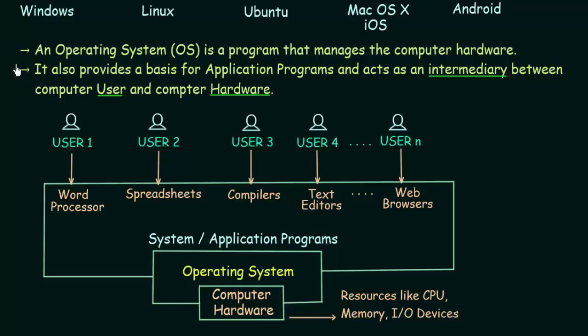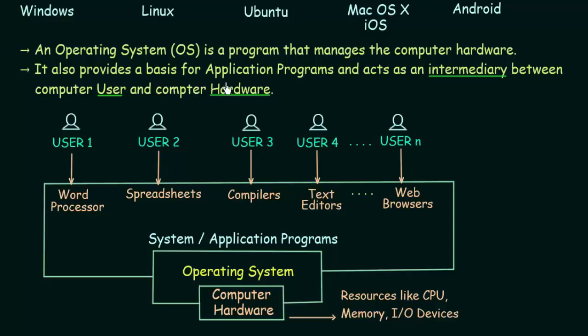Now if we look back at these two lines that we have written, now it will make sense, and you will understand what it actually means. So let's read it once again. An operating system is a program that manages the computer hardware. Yes, we saw how its resources like CPU, memory, IO devices, everything is managed by the operating system. And then it also provides a basis for application programs and acts as an intermediary between the computer user and the computer hardware.